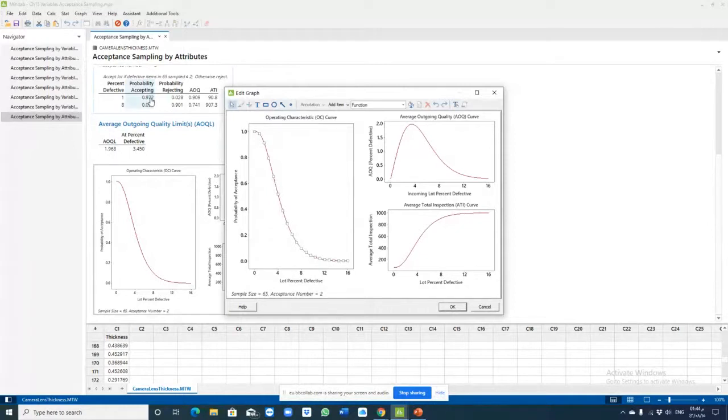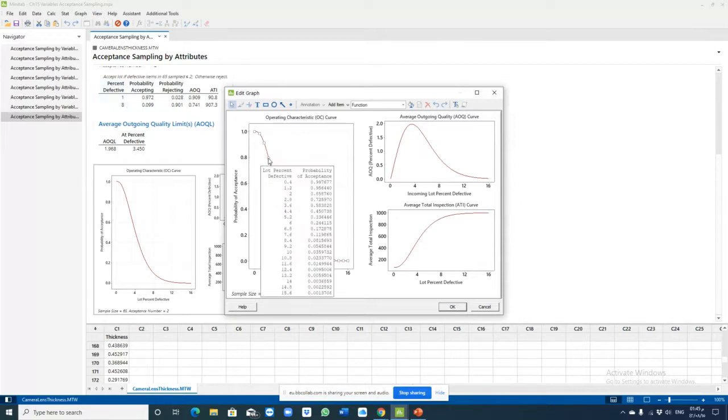You can see it in the blue column where the pointer is. It says the probability of acceptance in the table. You can see 0.972 is when the AQL is 1. So you will have a probability of acceptance of 0.97, or 97% of the time you will accept the lot when you have percent defective equal to 1.